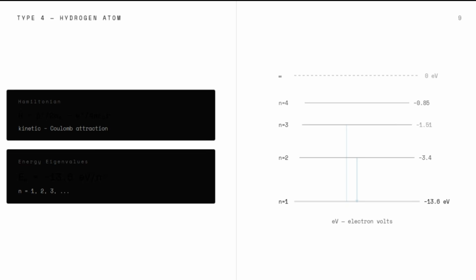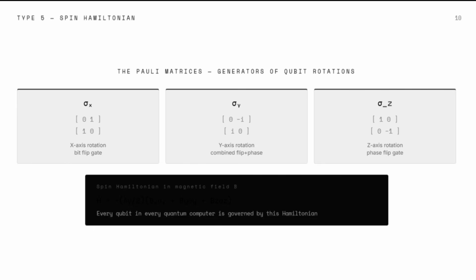This Hamiltonian is the foundation of every qubit in every quantum computer on the planet. A qubit is a controllable two-level quantum system, and its dynamics are governed by the spin Hamiltonian of exactly this form. When a quantum gate rotates a qubit on the Bloch sphere, it does so by turning on a specific Hamiltonian, applying a pulsed field in a specific direction for a precise amount of time.